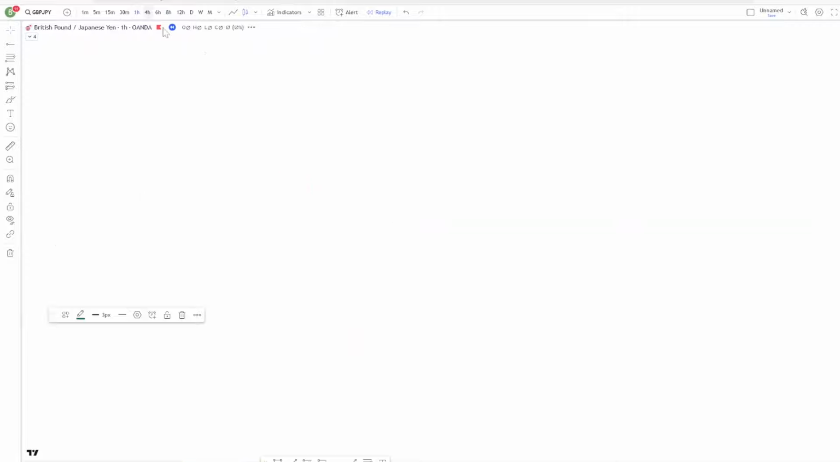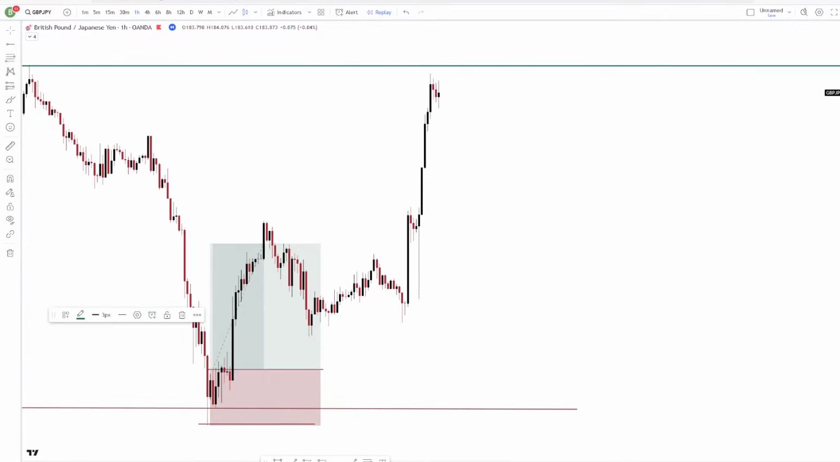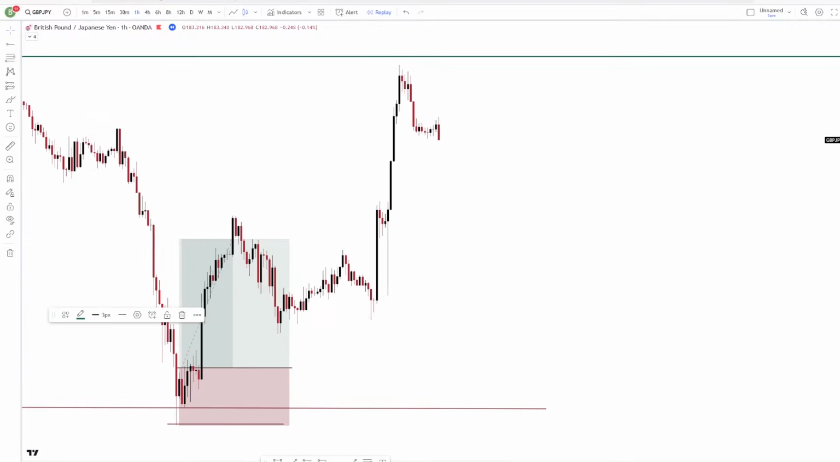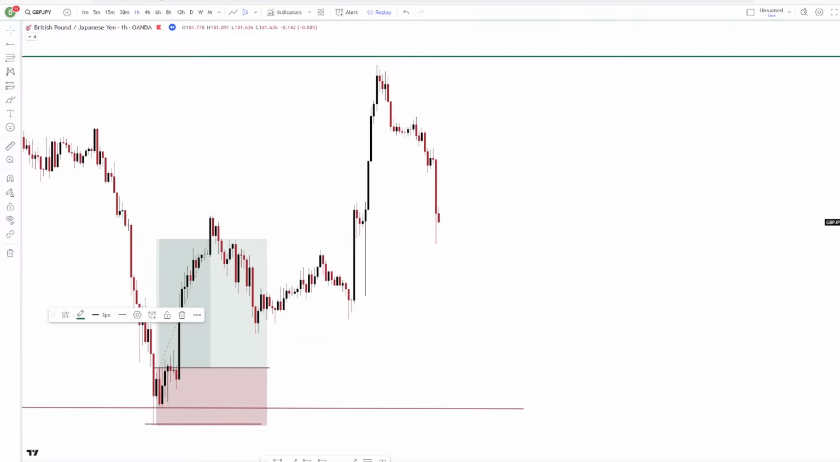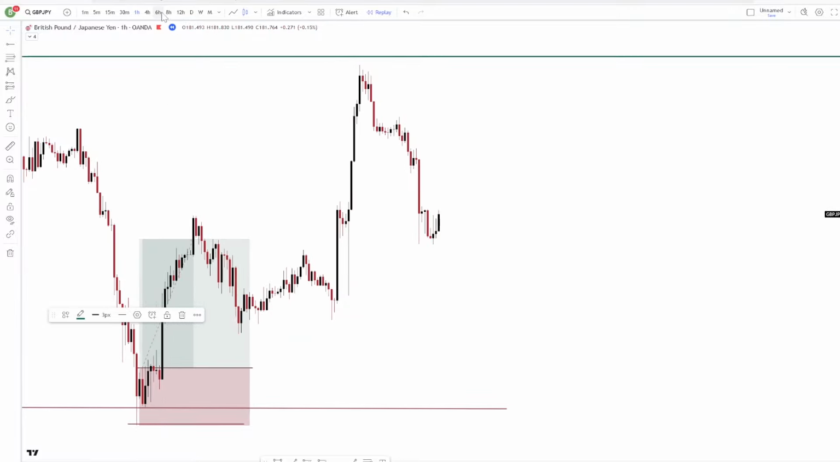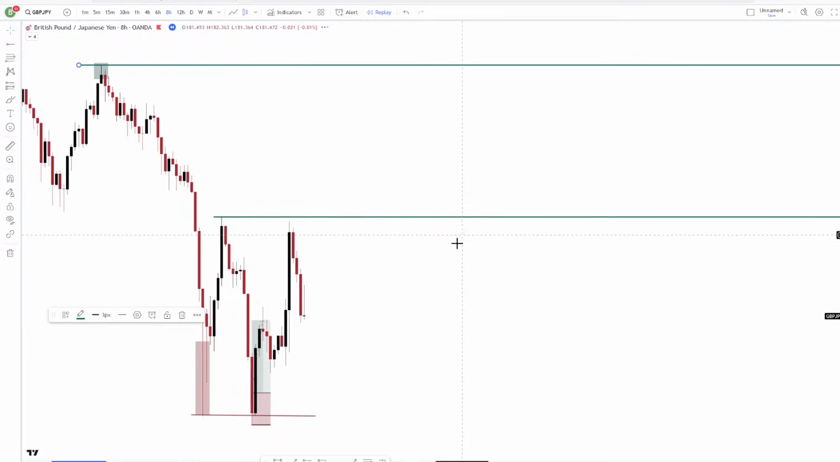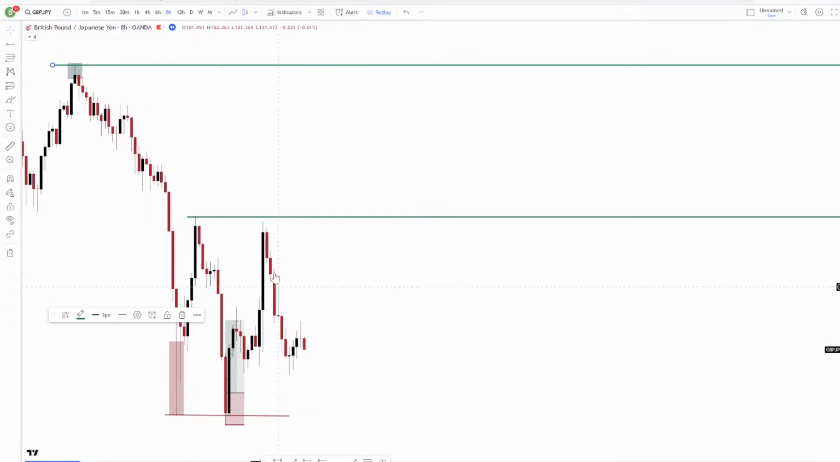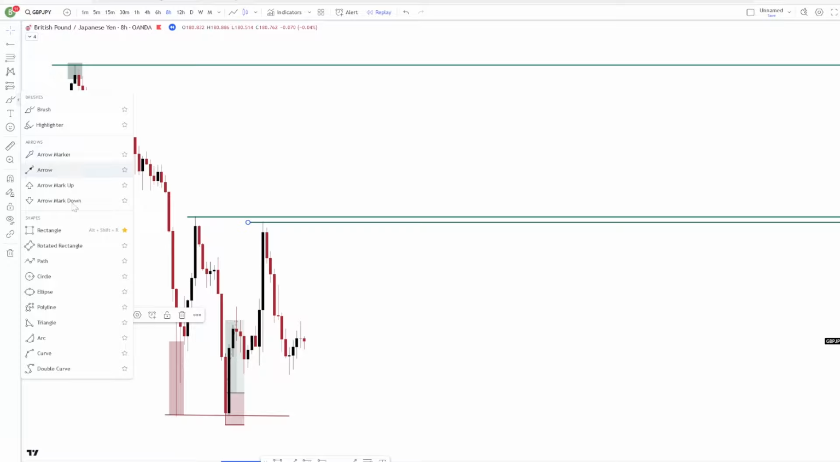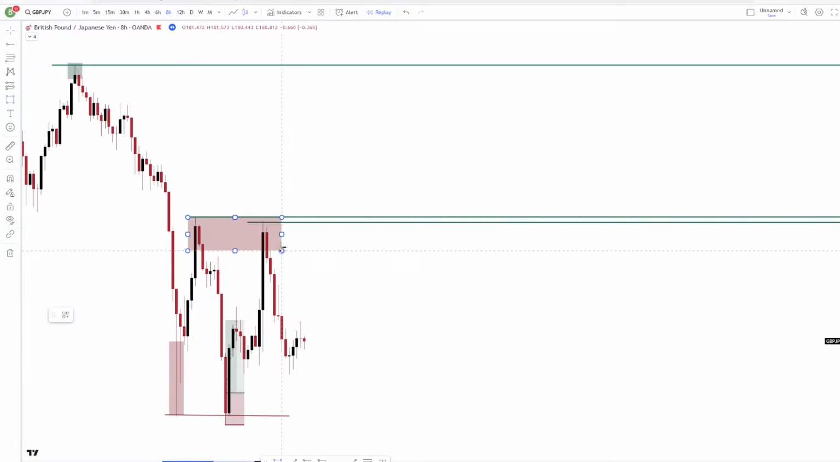Okay, so now let's go on the 1 hour. Now what we can do is go on the 8 hour and see. And you could have another level here, because you had a major pullback, which is a rejection from this premium level right here.